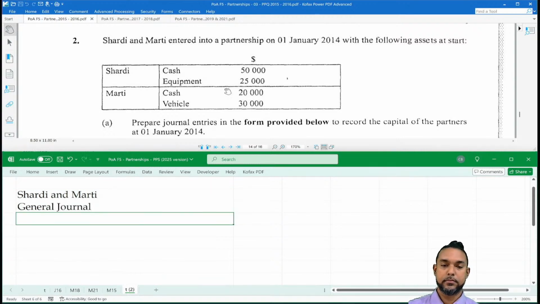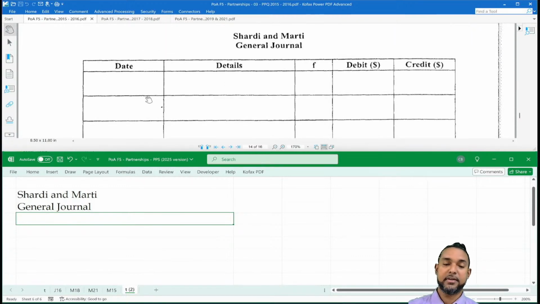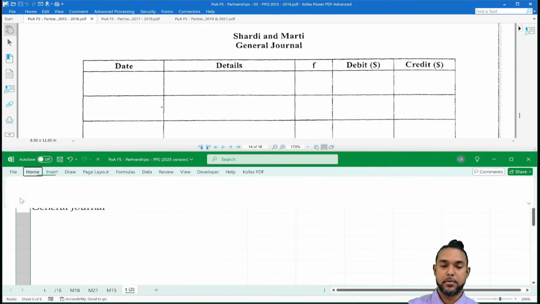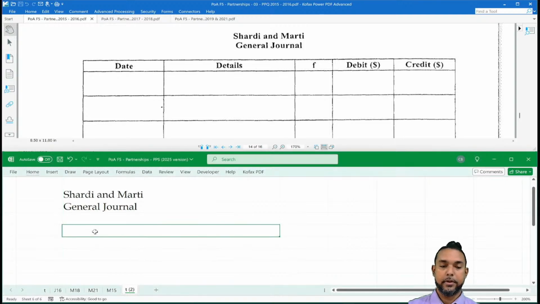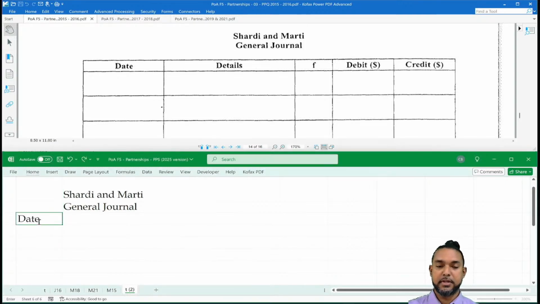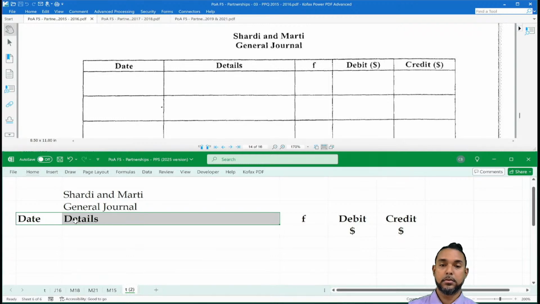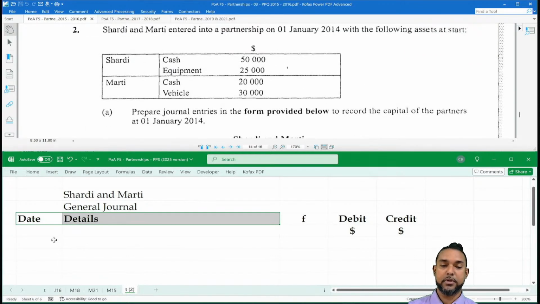Journal. They have a column for the date. Right, so we have the date, details, FS folio, not really necessary, to be honest. Debit and credit. I prefer to put DR and CR. Right, what was the date? 1 Jan 2014, right?